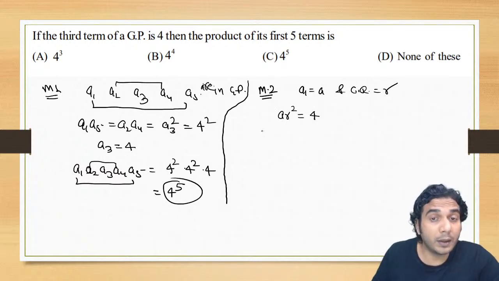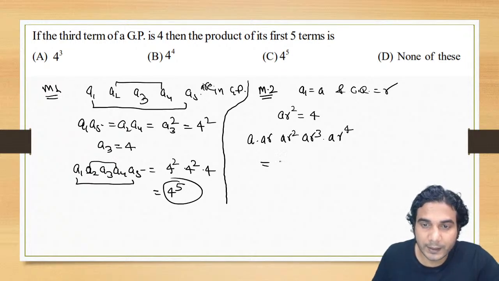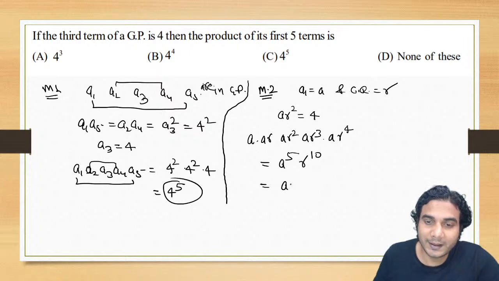Now you need to write the product of the first 5 terms. So that will be A, AR, AR square, AR cube, AR raised to 4. You can write this product. This is something you need to find. After simplifying, you can write this is A raised to 5 into R raised to how much? 1 plus 3 is 4, 6 plus 4 is 10. Then you can write this as AR square whole raised to 5, right?